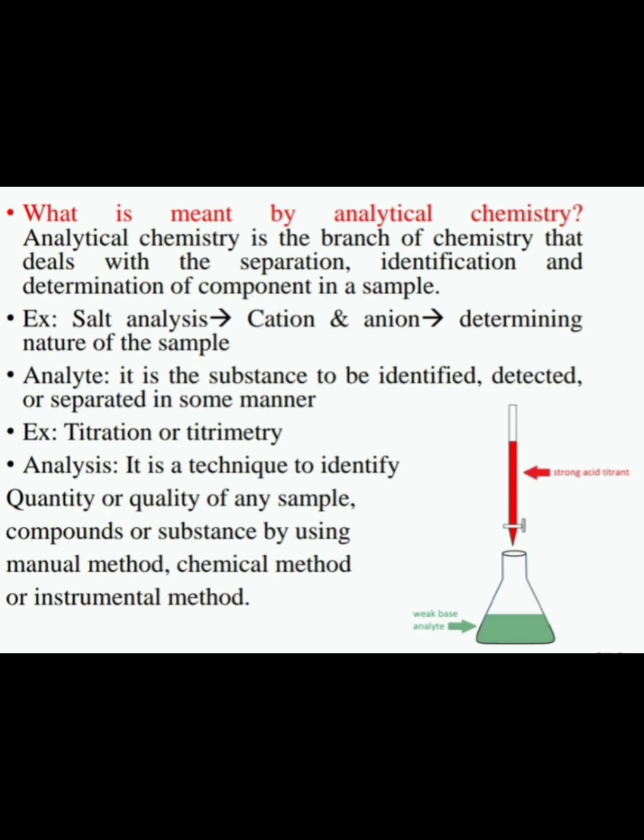So, in this type of analysis, a strong acid is taken as the titrant, whereas a weak base is taken as the analyte. The strong acid or base which is to be analyzed is always taken in a burette, whereas the weak one is taken as the analyte in a beaker.